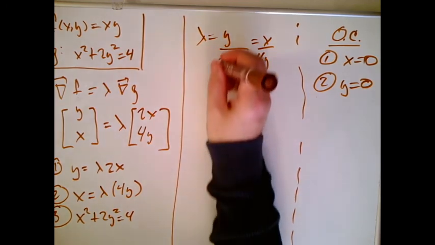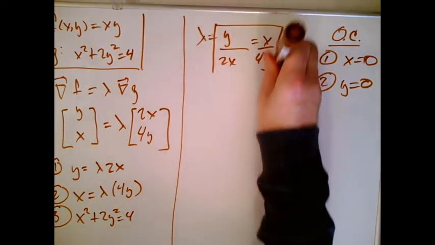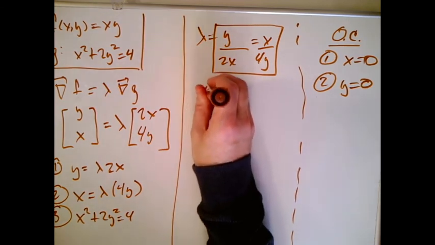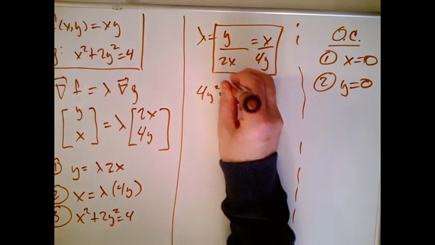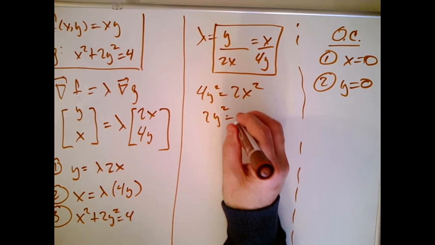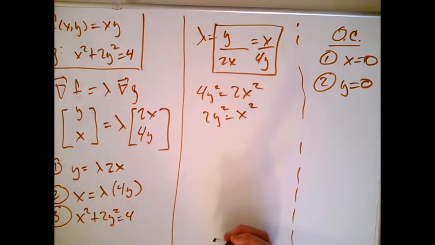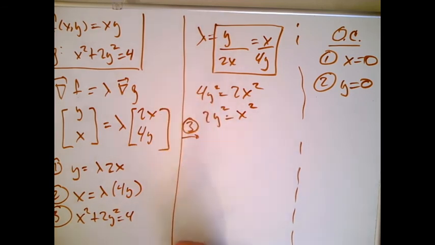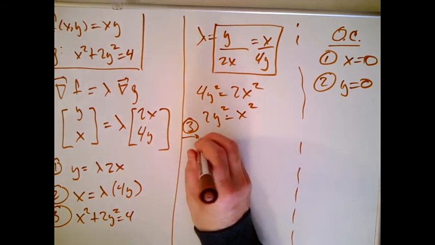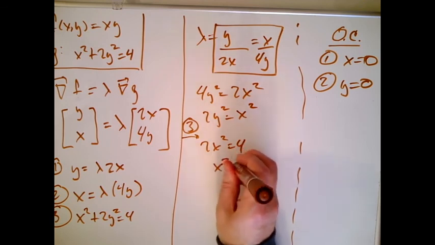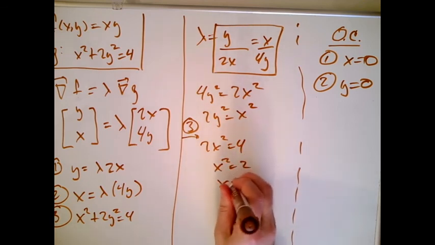Now, once I get this equation right here, what we can do is just cross multiply. I'm going to get 4y squared equals 2x squared. That's the same thing as saying 2y squared equals x squared, like that. And now I can plug that back into equation 3. So what I'm going to get is x squared plus x squared, that's 2x squared, equals 4. Or x squared equals 2. Or x equals plus or minus square root 2.